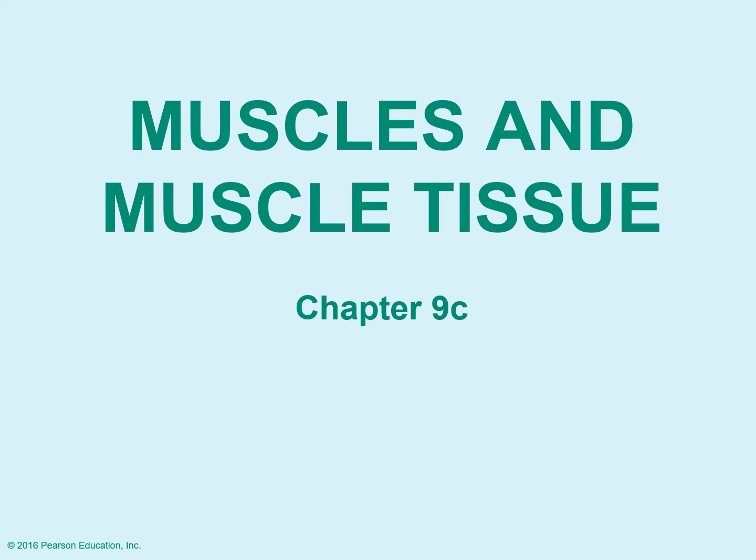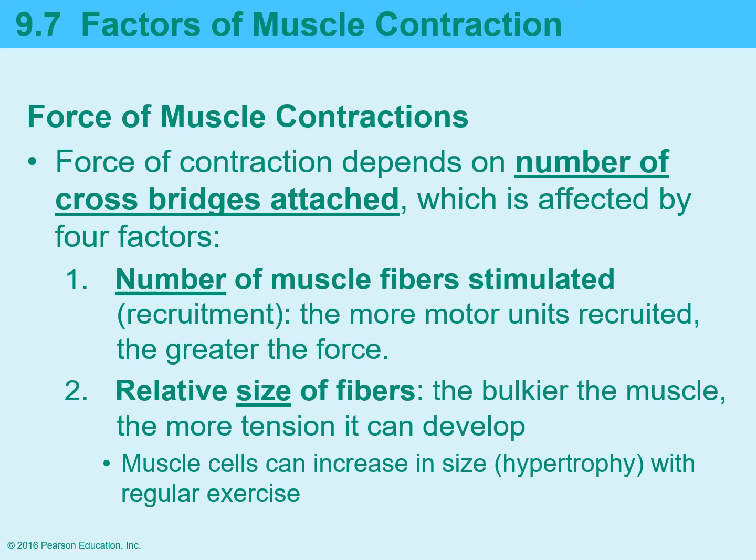Okay, this is the continuation of Chapter 9, dealing with muscles and muscle tissues. Different factors are involved with muscle contraction. The force that the muscle contracts with is dependent upon the number of cross bridges that are attached. This is influenced by the number of muscle fibers that were stimulated. The more motor units that are stimulated, the greater the force is going to be.